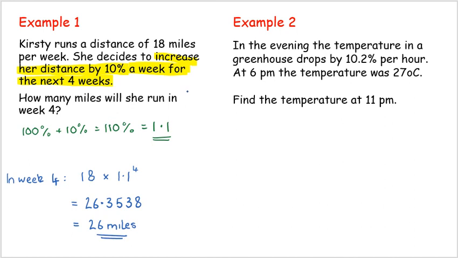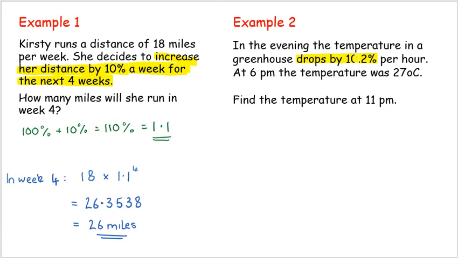Okay. Right, so example 2. In the evening, the temperature in a greenhouse drops by 10.2% per hour. At 6 PM, the temperature was 27 degrees Celsius. Find the temperature at 11 PM. Now again, first of all, you need to be able to spot that this is a compound percentage question. So we have a percentage decrease this time, so drops by 10.2% per hour.